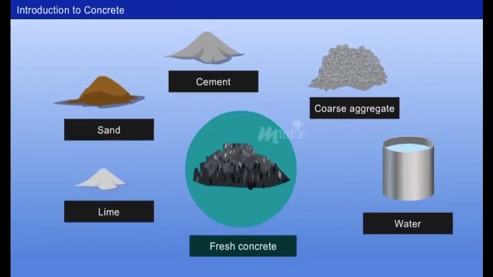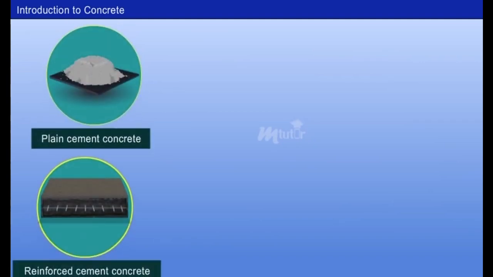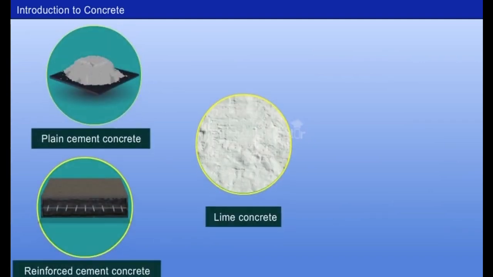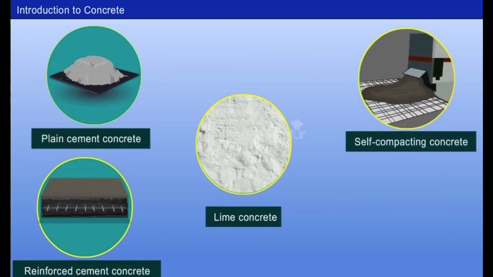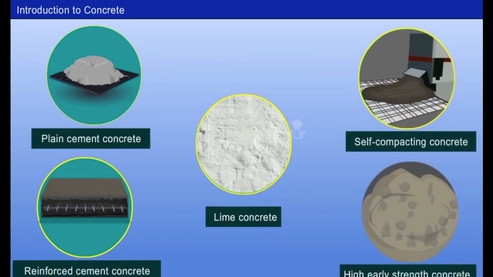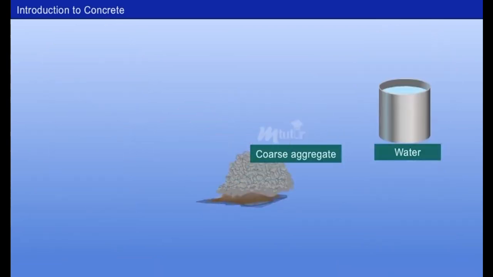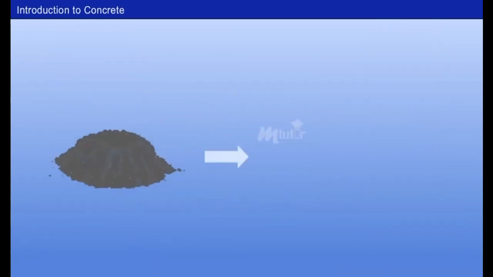We have learned that concrete is classified into various forms such as plain cement concrete, reinforced cement concrete, lime concrete, self-compacting concrete, high early strength concrete, etc., based on the materials used in the manufacturing process. Every such material imparts strength and durability to the concrete.